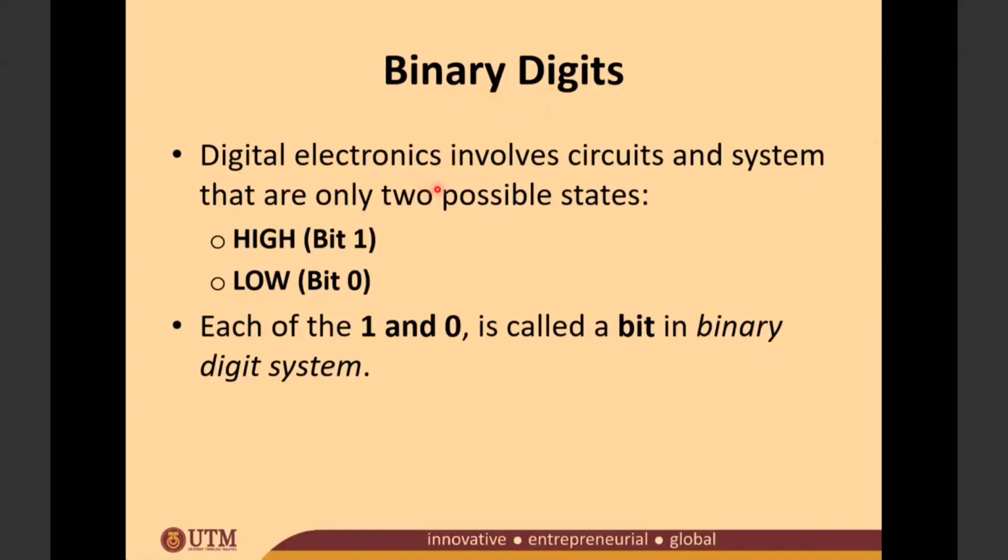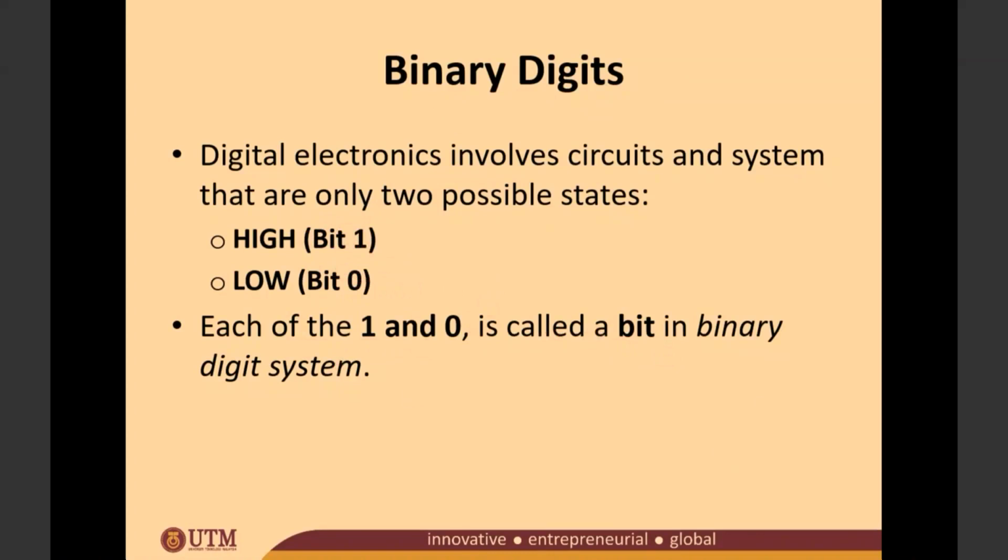Digital electronics involve circuits and systems that have only two possible states. So every digital electronics or digital circuit will only have two values, either logic high or logic low, or we can call it logic 1 or logic 0. Each of the 1 and 0 is called a bit in a binary digital system. So every time you see 1 and 0, we call it a bit.